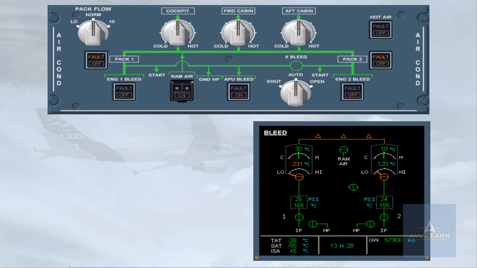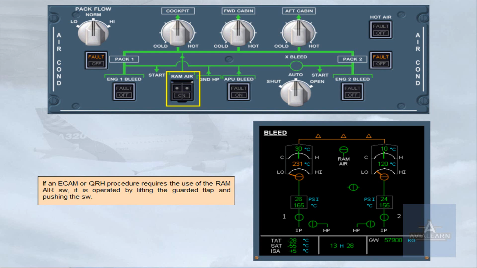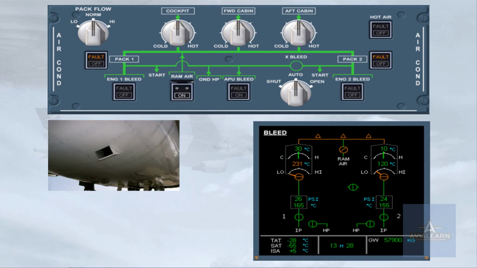If an ECAM or QRH procedure requires the use of the ram air switch, it is operated by lifting the guarded flap and pushing the switch. The push button switch is pressed to on. An on light comes on in the switch, the valve will open and the indication will change on the ECAM bleed page. Note, according to ECAM procedures, normally, the aircraft must be below flight level 100 or minimum en route altitude to operate the ram air valve.